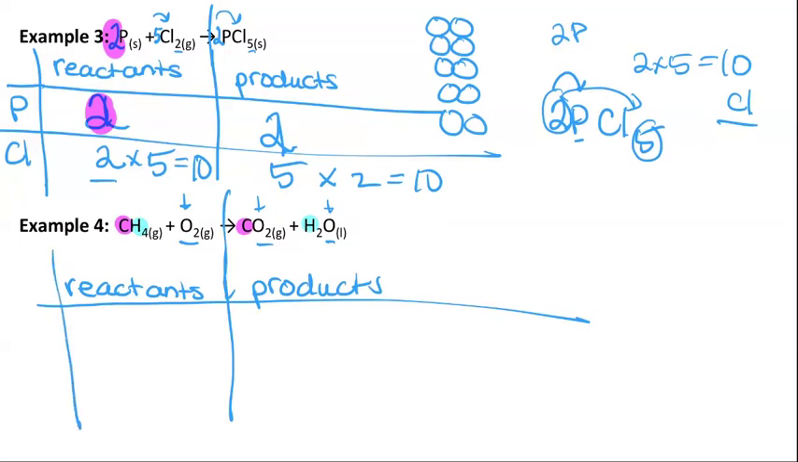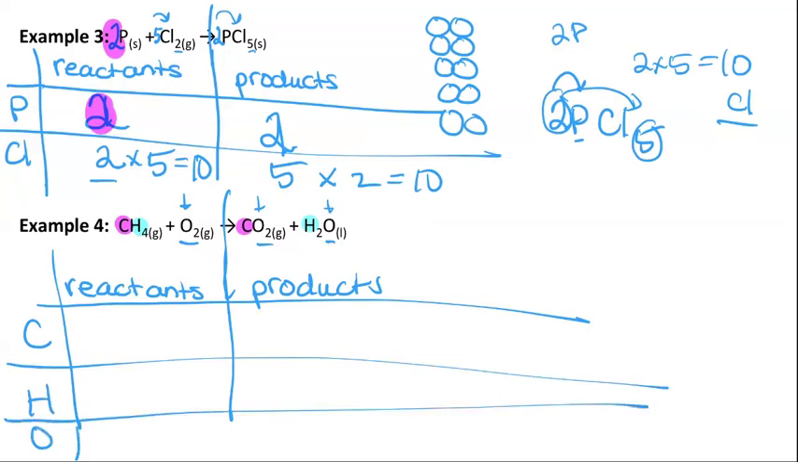And I have carbon and hydrogen and oxygen. So on the left, I have 1 carbon. On the right, I have 1 carbon. On the left, I have 4 hydrogens. On the right, I have 2 hydrogens. On the left, I have 2 O's. And on the right, I have 3 O's. Okay, so carbon is already good. Check, check.